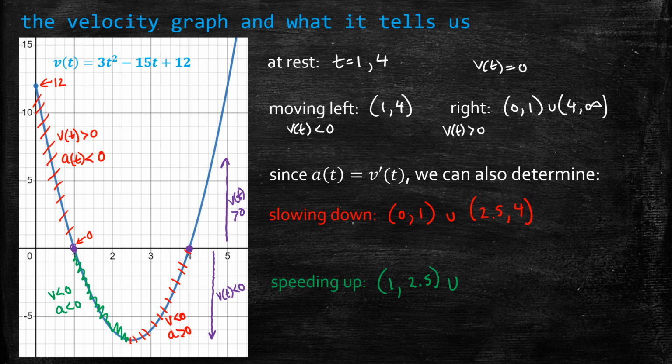And let's have a look at what's remaining here. Right over this portion, we know that the velocity is positive because the function is above the x-axis, and because the function's increasing, we know that the slope, aka acceleration, is also positive. So from 4 to infinity, we know it's speeding up.